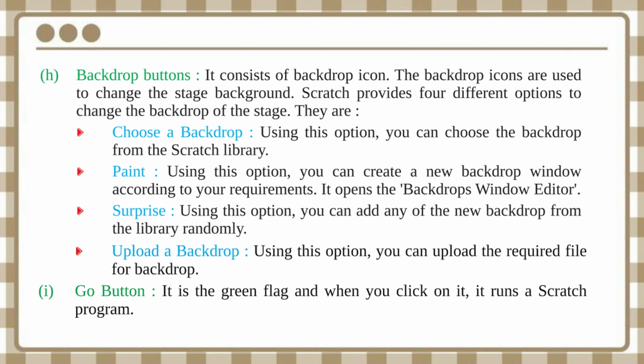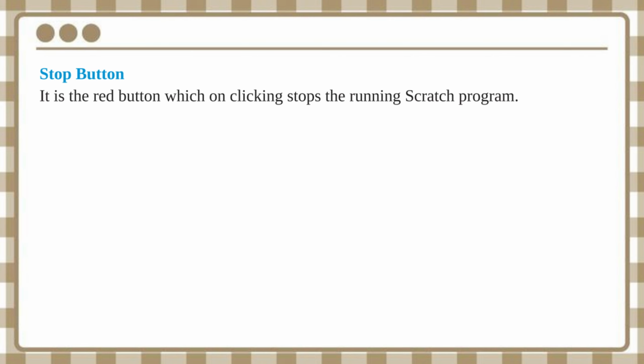I. Go button. It is the green flag, and when you click on it, it runs a Scratch program. Stop button. It is the red button which on clicking stops the running Scratch program.